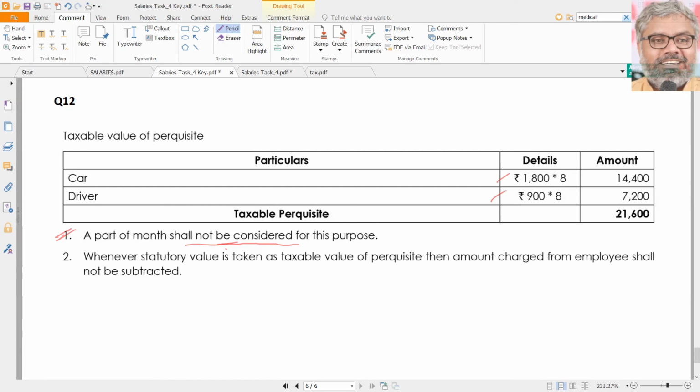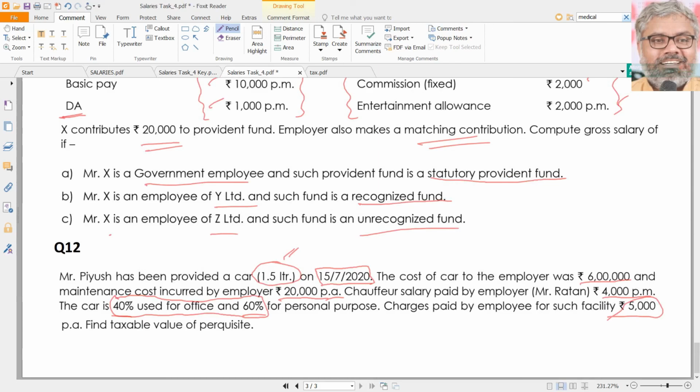So, 1,800 into 8. But driver 900 per month, we know that. Simply 21,600 is the taxable value of perquisite. What about all the information given in the question? All of that is useless. Simply the date is relevant here, so that we know how many months it is used. Capacity is relevant. Whether driver is provided or not is relevant.